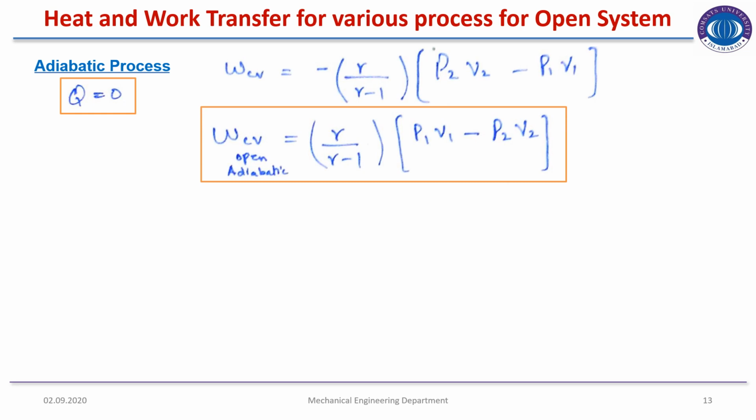So the minus sign was multiplied inside, and the initial term was P2 V2 minus P1 V1, and the minus sign was multiplied inside. So the term is P1 V1 minus P2 V2. So the control volume work done for an open system for an adiabatic process is equal to gamma over gamma minus 1 into P1 V1 minus P2 V2.